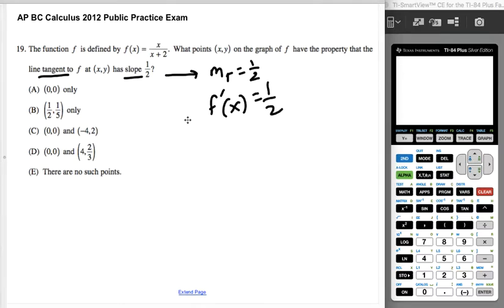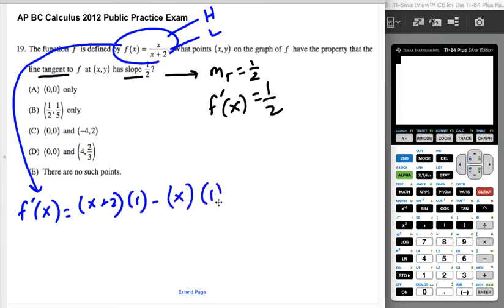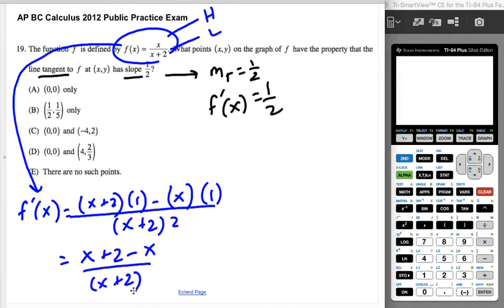So if we know that's what's being asked, we now just need to find f prime, and then we can set it equal to 1/2. I'm going to have to use the quotient rule because there's no way I'm cleaning this up. So my f prime of x is going to be low d high minus high d low, draw the line, square the low. So that's going to be x plus 2 minus x over x plus 2 quantity squared, or just 2 over x plus 2 quantity squared.